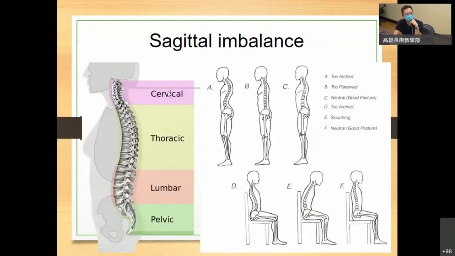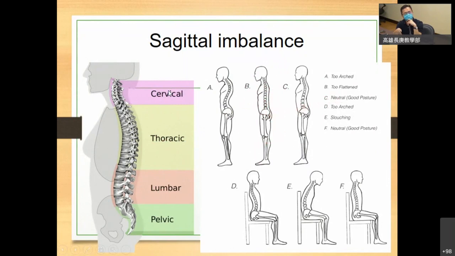So this picture also shows another type of sagittal imbalance, and if a patient has sagittal imbalance in the clinic, what kind of pictures will it show? For this, we can say this is B. In the sagittal view, each part of the spine region should have its own curvature. But if there's no curvature, it's a straight line. Okay, we will say this B is the flat back.